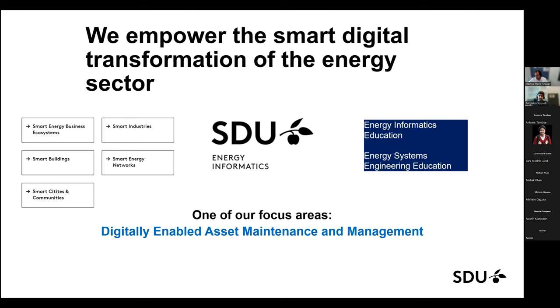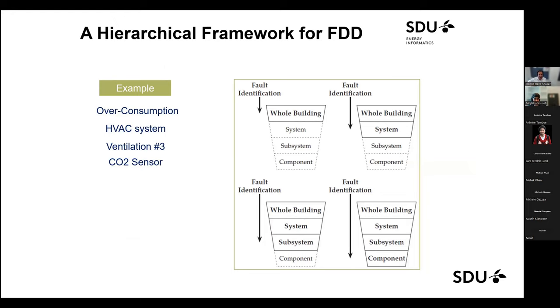All right, back to the building example. How did we actually figure out this fault in a CO2 sensor? That's a part of our research project called CORDISI, which was funded by Innovation Fund Denmark. In that project, we proposed a hierarchical framework for fault detection and diagnosis in buildings that starts from the whole building level, goes down to system level, then subsystem level, then component, to find faults and issues.